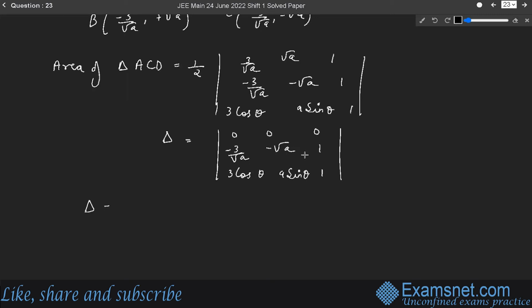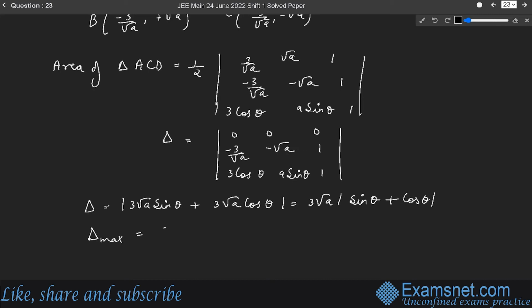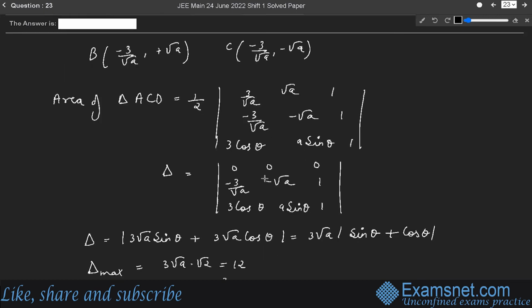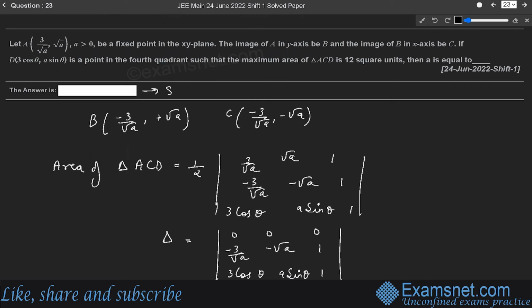So on expanding this value, it will be equal to the modulus of 3√a sin θ plus 3√a cos θ. So it will be equal to 3√a modulus of sin θ plus cos θ. So delta max will be 3√a into √2, which is equal to 12. So we can say that a will be equal to (2√2) whole square, which will be equal to 8. Hence, the value of a is 8. So the correct answer for this question is 8.